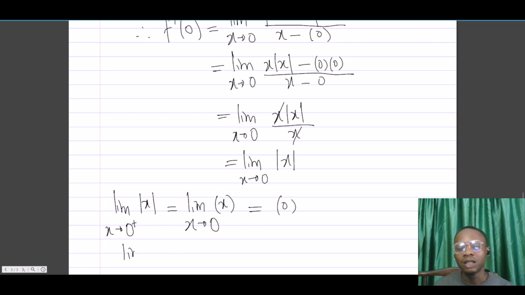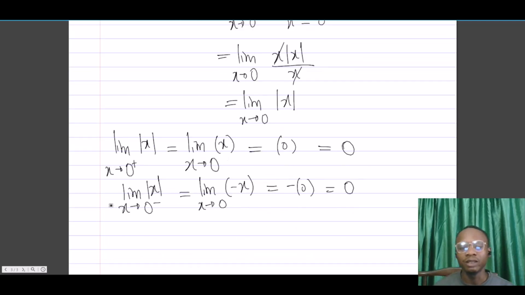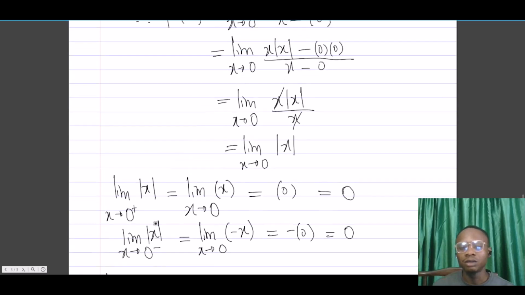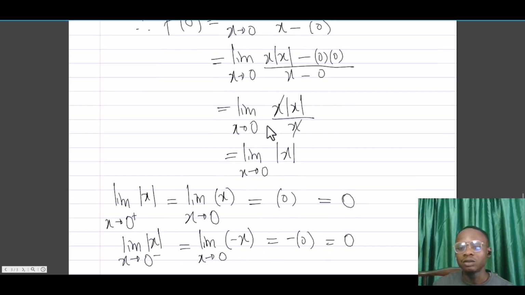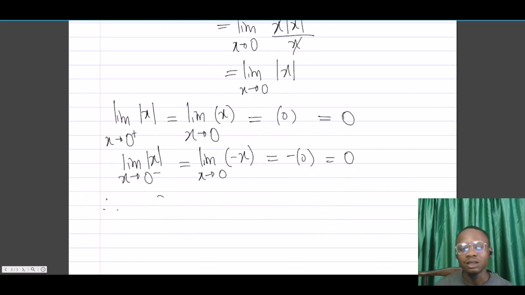And if we consider the limit of the modulus of x as x approaches 0 from below, the definition of the modulus of x will be minus x. So as x approaches 0, this will be minus 0, which is equal to 0. So both of them are equal to 0. Therefore, since the limit from above equals the limit from below, the limit exists as x approaches 0, which means that f prime at 0 is equal to 0, as required.